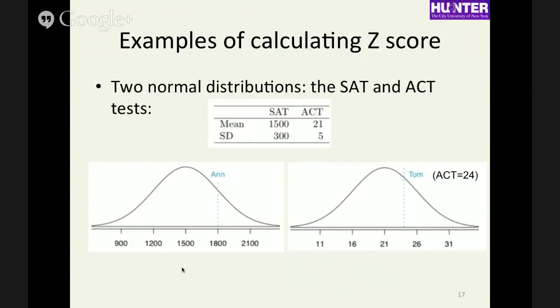So what about these two examples? We can calculate a z-score for Anne and for Tom, and then we can compare them directly. We can say, did Anne do better on the SAT than Tom did on the ACT, even though they're different exams? We can still say which one did better than the other, and it'll be in terms of a percentile.